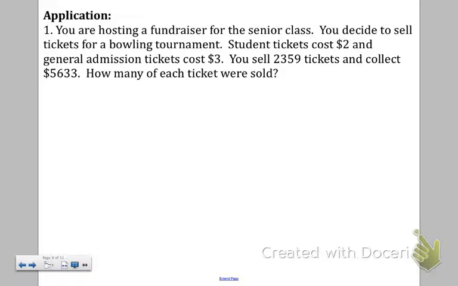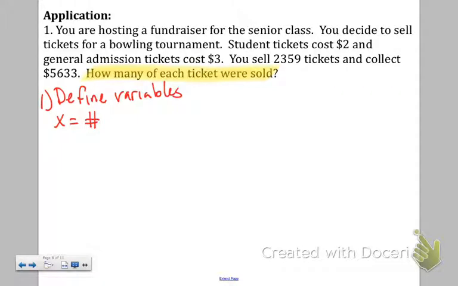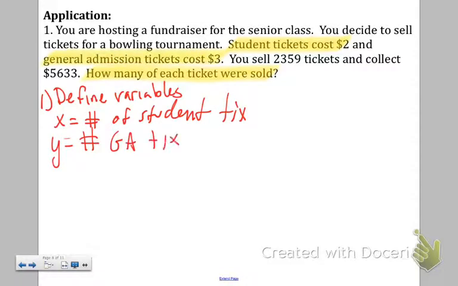Alright, so now a couple of application problems. First thing you need to do is define your variables. The way you know how to do that is you look for what the question is asking. It says how many of each ticket were sold. So x is going to equal the number of, now what types of tickets were there? Student tickets, and then there were general admission tickets.